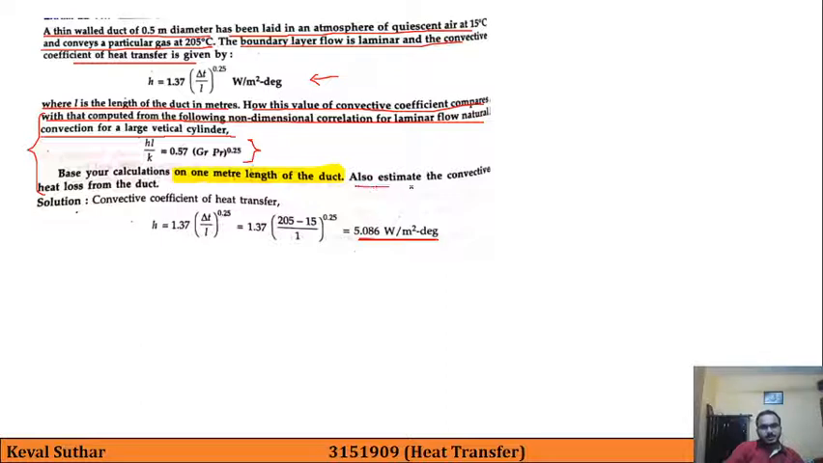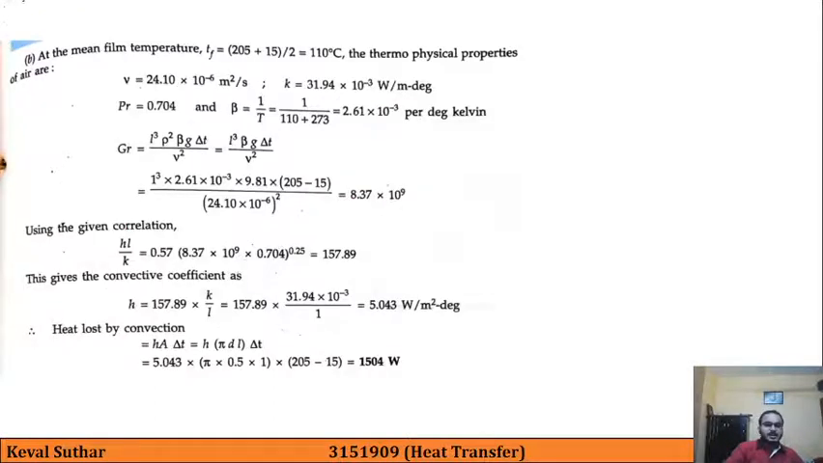Also estimate the convective heat loss from the duct. So first, what we have done, we have calculated the value of h based on this formula. Now here the second case is at mean film temperature. The mean film temperature will be 110 degrees, that is the average of 15 degrees and 205 degrees Celsius.